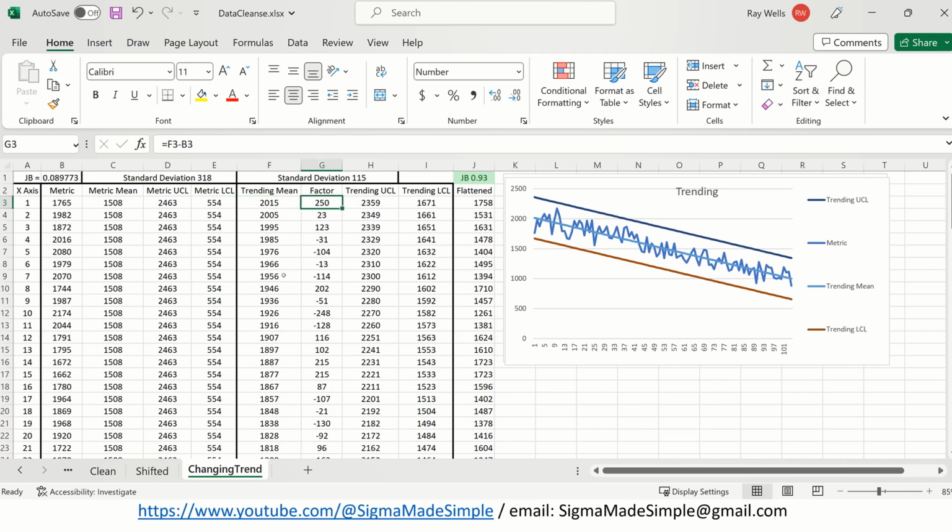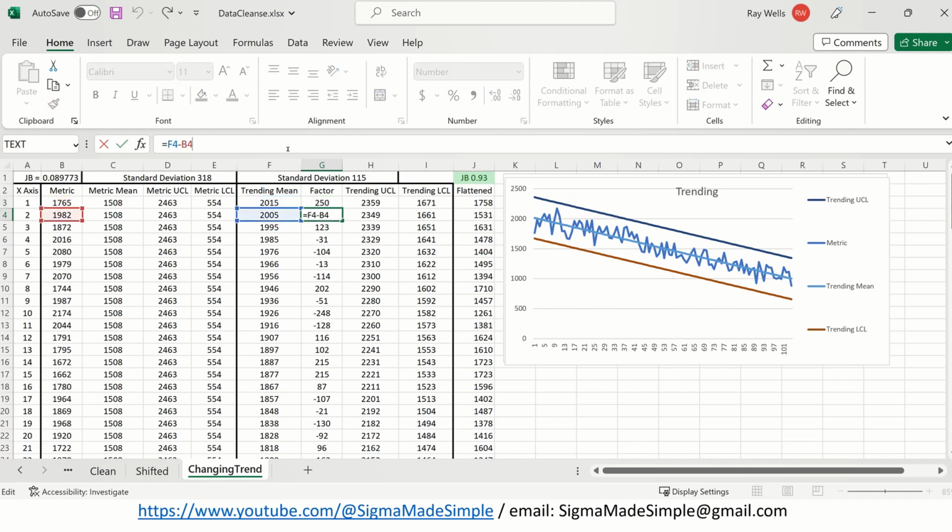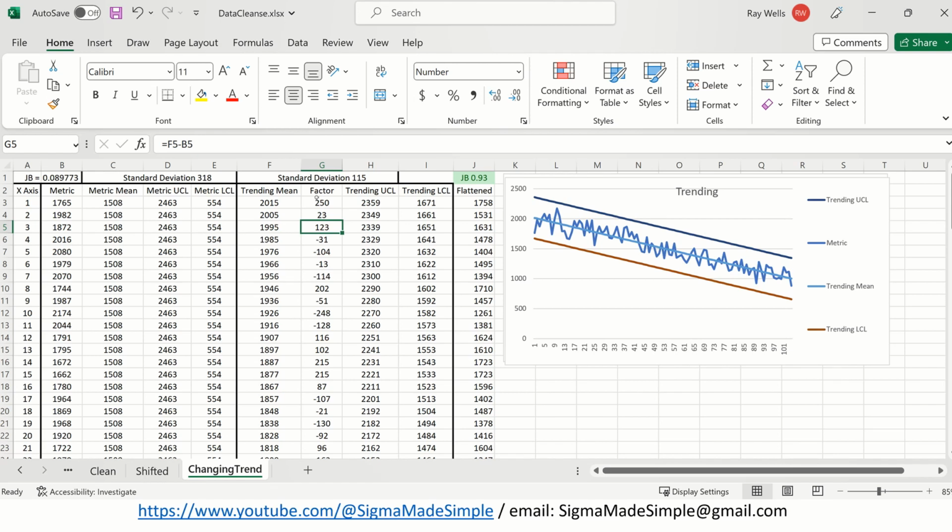And once you've got that, then what you do is you take the difference in your metric, you take that away from your trending mean. So your trending mean minus your metric gives you this factor. It's the same for every one of these, just keep doing it for all of them. Then you use this column G to calculate your standard deviation. And if you look over here, the standard deviation in the original data was 318, but it's actually 315 once you account for the trend.